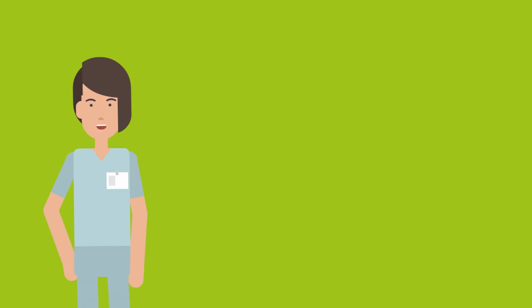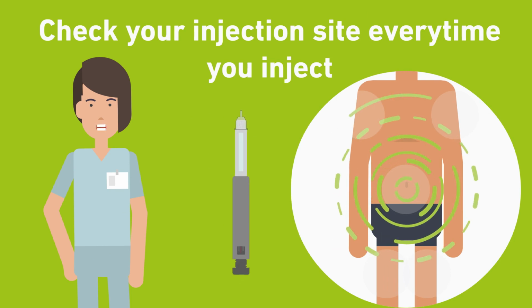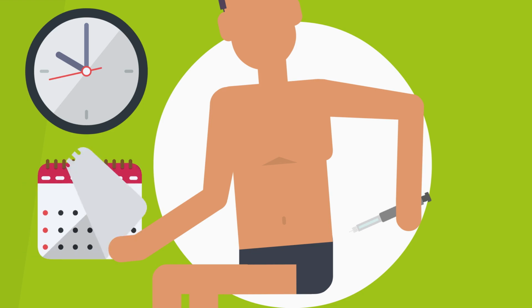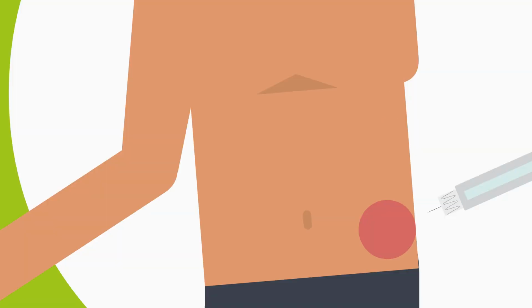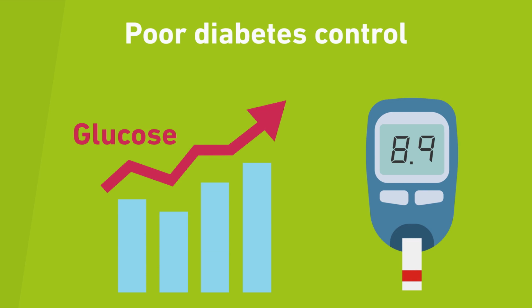It is recommended that you check your injection sites every time you inject. If you inject within the same area all the time, this area of skin may become damaged. If this happens, your insulin or GLP-1 may not be absorbed well and may cause your diabetes to be poorly controlled.